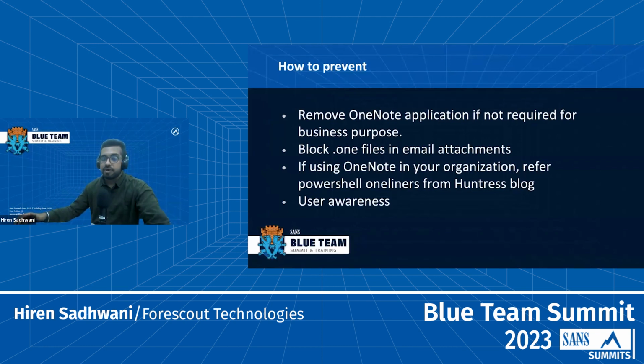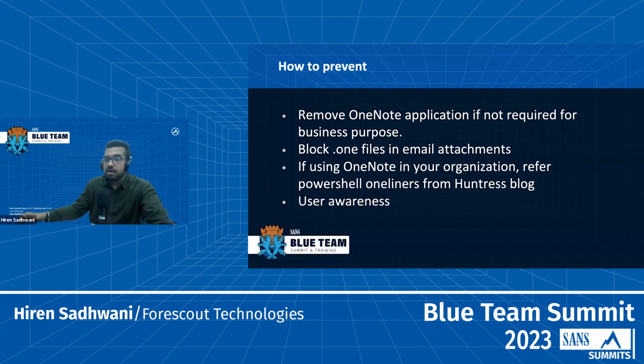So one thing, if you are not using OneNote in your organization, just remove it. If you are not using it, you can block this application. And if it is required, then there is a blog from Huntress, which was recently released, named Addressing Initial Access, and you can look out for it. They have shared some PowerShell one-liners to block OneNote from executing any embedded files. Basically, they were blocking from the registry part, so that such malicious execution cannot happen from OneNote.